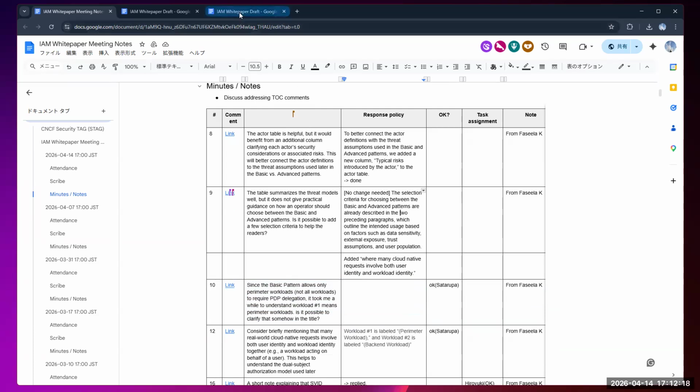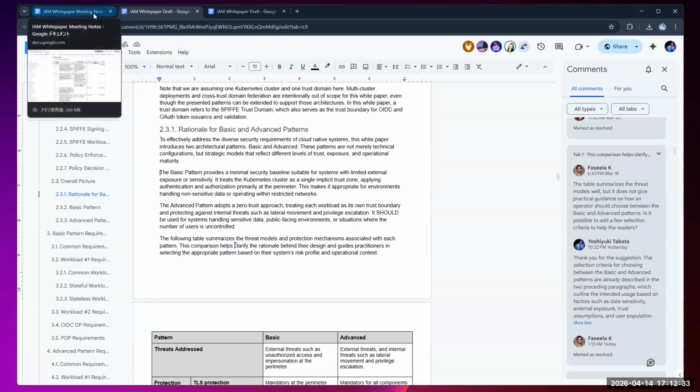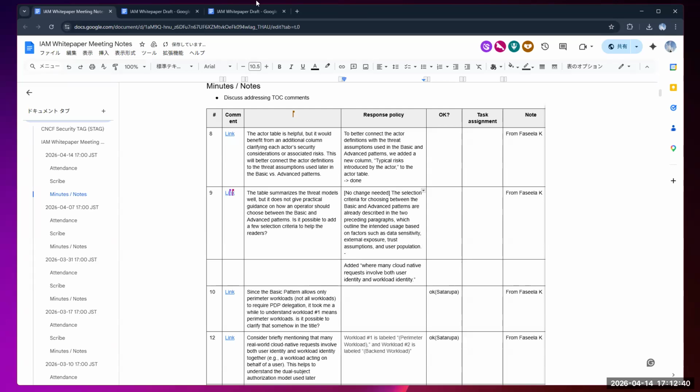What do you think about this change, Hiroki? Not change, just a response. I'm okay. How about Satarupa? Yeah, I'm okay with this. Okay, so what's the next one?